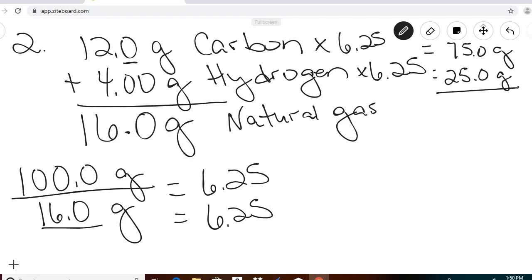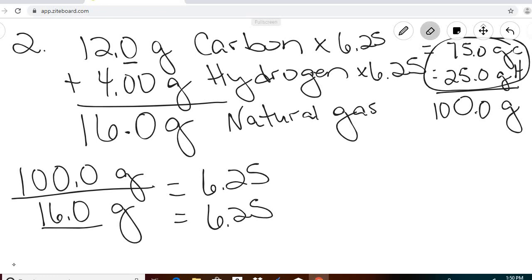So if we add those two together, we should get the 100 grams that was desired. Okay, so you would need to mix 75 grams of carbon and 25 grams of hydrogen to make 100 grams instead of 16 grams of the natural gas.